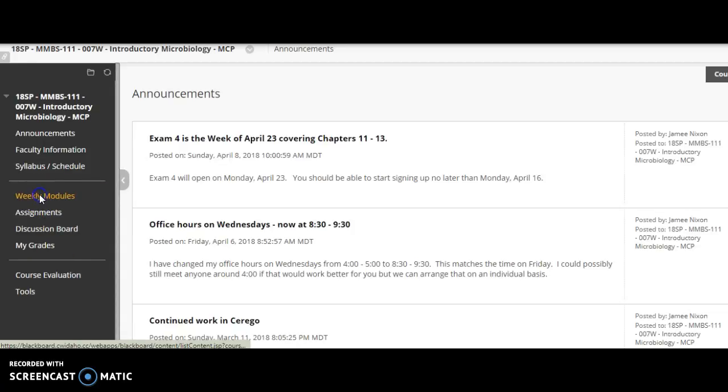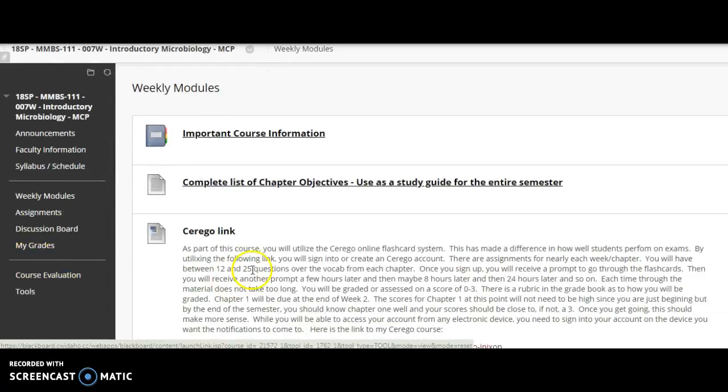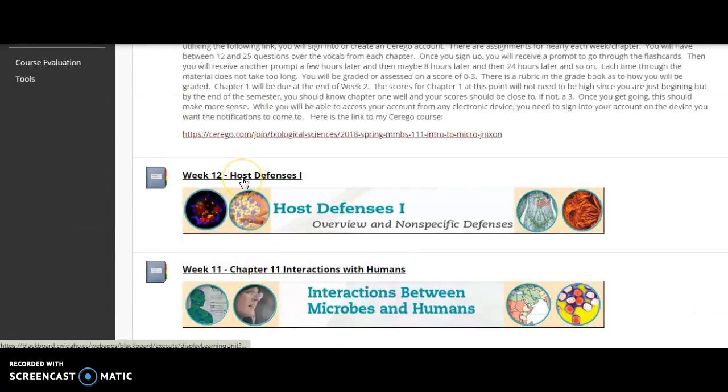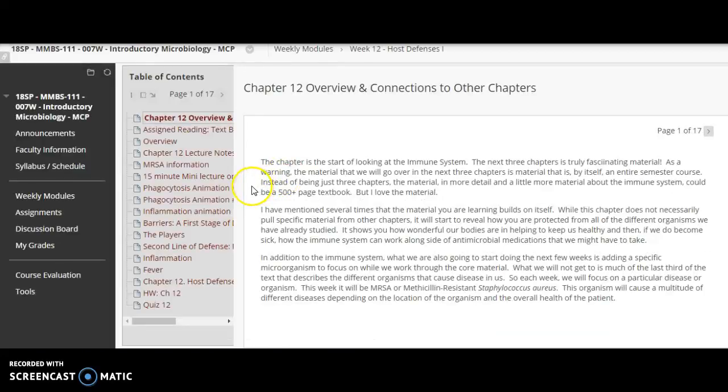Alright, so what you have for this week is Chapter 12, Host Defense 1. This is going to look at an overview of the 3 lines of defense and then look more closely at the non-specific defenses, which are lines 1 and 2. Next week will be the 3rd line of defense in Chapter 13, which is going to be looking at specificity. So, the next 2 weeks we're going to cover the immune system.